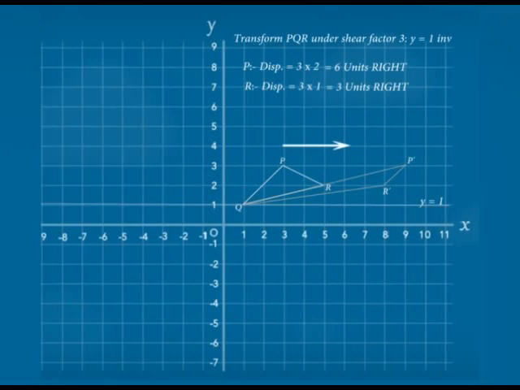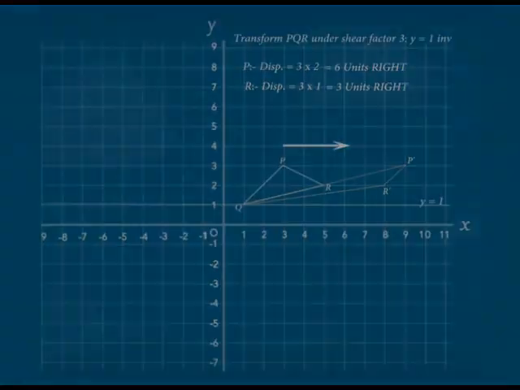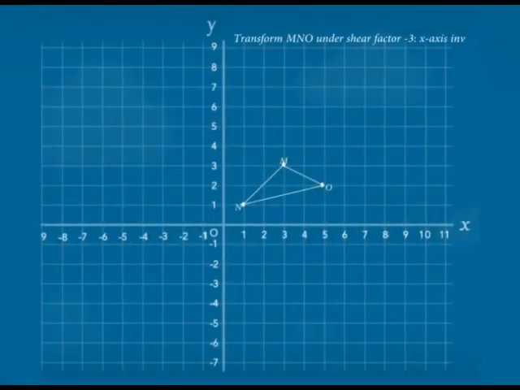What if no point lies on the invariant line? All of the points will be displaced. We have triangle MNO to undergo a shear factor -3 with the line y equals 0 invariant. So this time the x-axis is the invariant line.